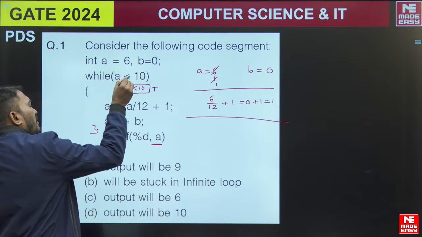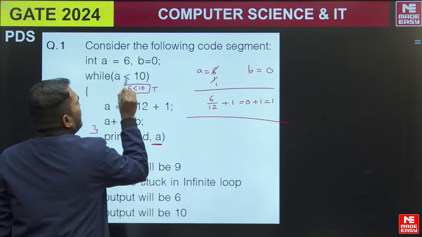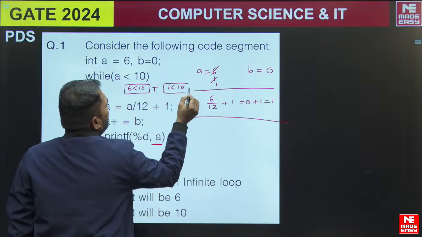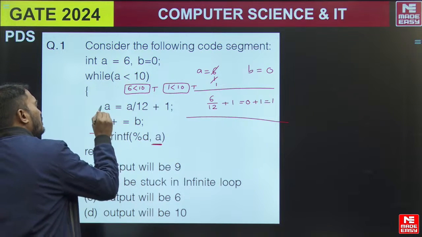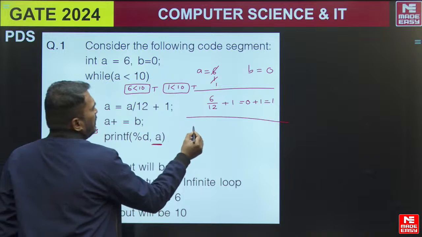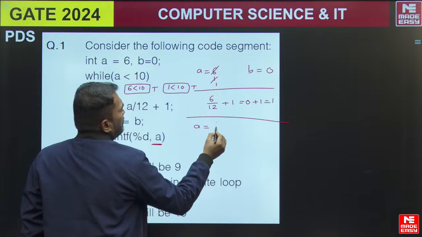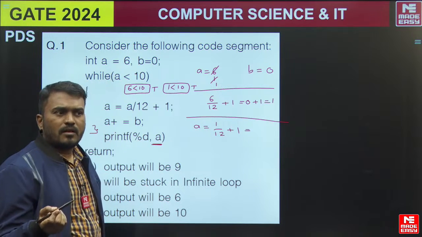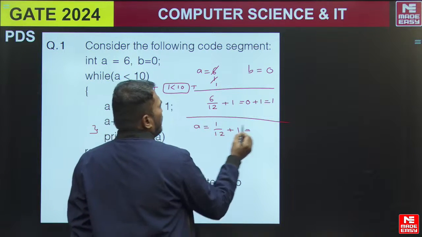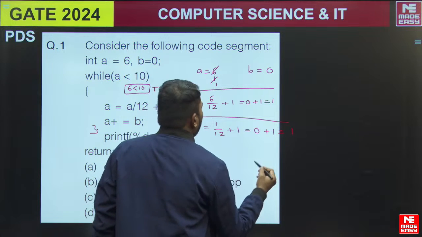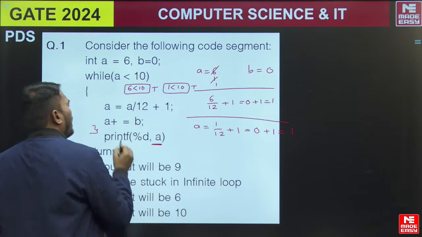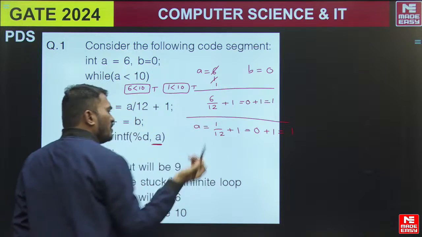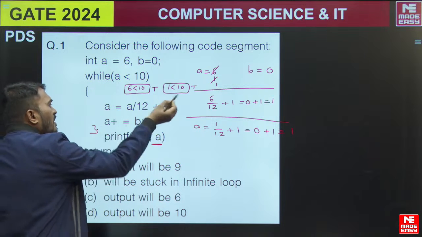Now again you check the while loop. a less than 10: in the next iteration a value is 1, so 1 less than 10, again the condition is true. Now again a equal to a divided by 12 plus 1, with a value 1. 1 divided by 12, both are integers, so the output is an integer, 0. 0 plus 1 is 1, so a remains 1. Then a equal to a plus b, 1 plus 0 is 1 only, so a remains 1. The next time also the same thing will happen.